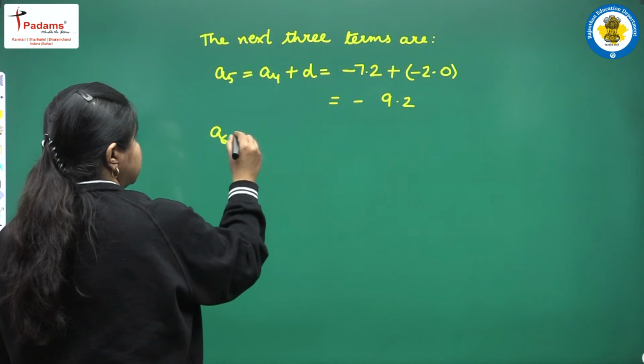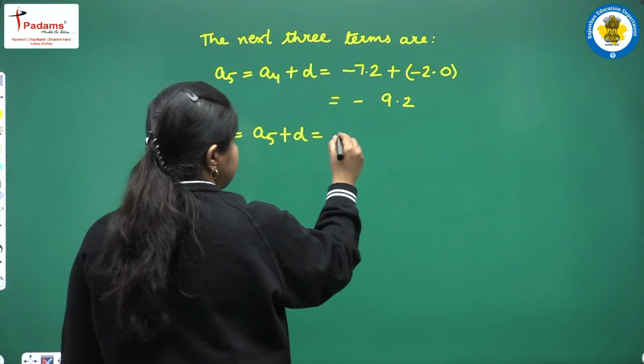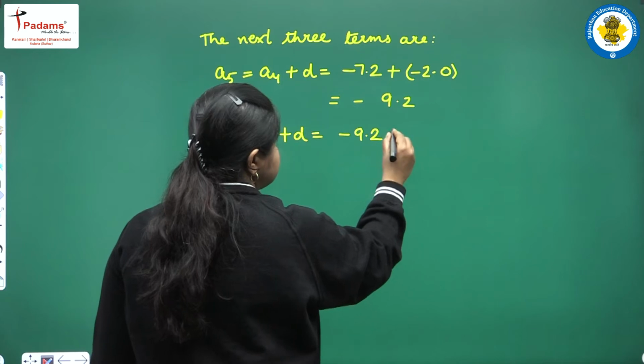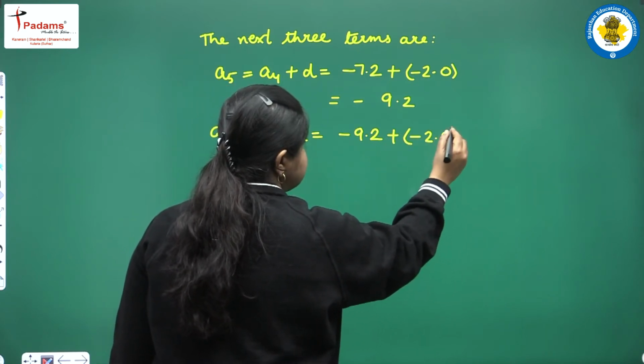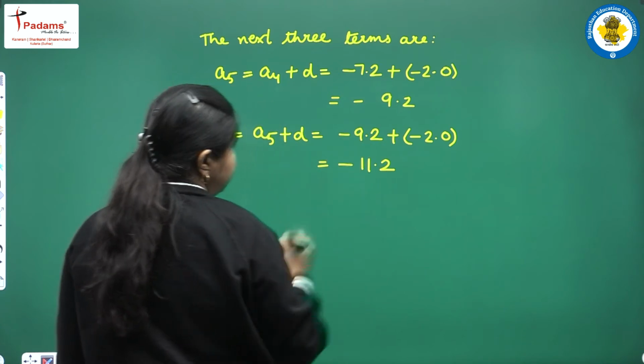Then the sixth term, it will be fifth term plus the common difference. Fifth term है minus 9.2 और इसमें हम ऐड कर रहे हैं minus 2.0. This will be equal to minus 11.2.